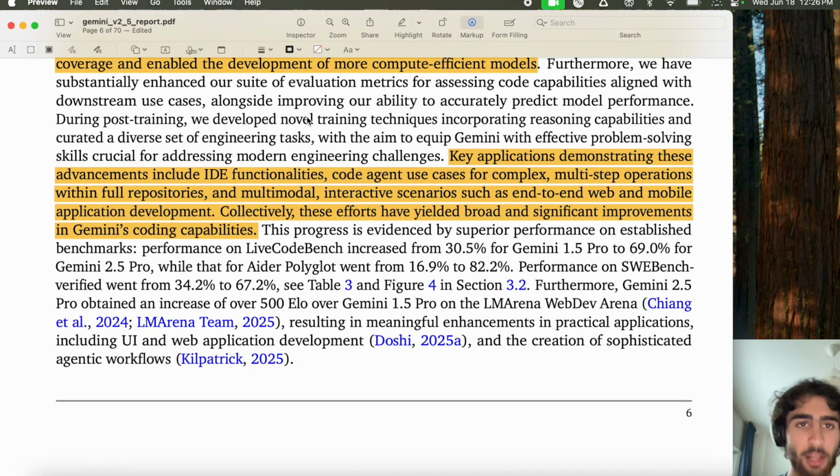And during post-training, they developed a new training technique incorporating reasoning capabilities and curated a diverse set of engineering tasks with the aim to equip Gemini with effective problem-solving skills crucial to addressing modern engineering challenges. Key applications of this are IDE functionalities, code agent use cases for complex multi-step operations within full repositories, and multimodal interactive scenarios such as end-to-end web and mobile application development. These efforts have yielded a broad and significant improvement in Gemini's coding capabilities.